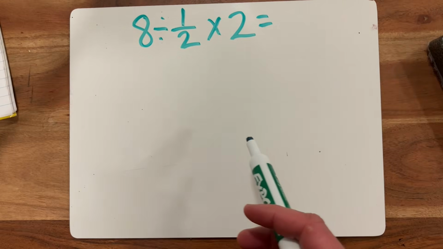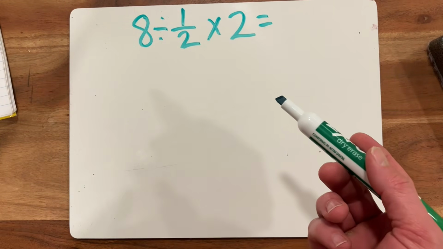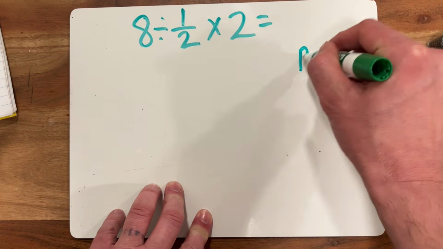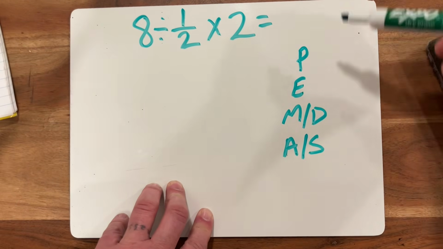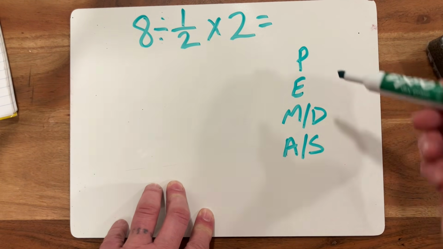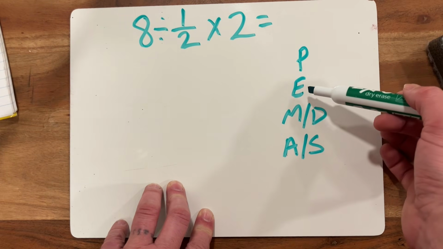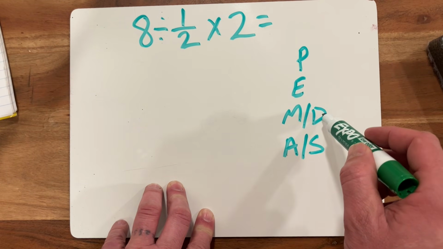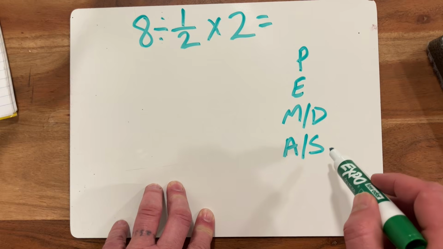To solve this problem, we need to talk about the order of operations, PEMDAS. This tells us the order that we do this problem in. But this one's a little bit tricky because there are no parentheses, there are no exponents, there's multiplication and division, but no adding and subtracting.